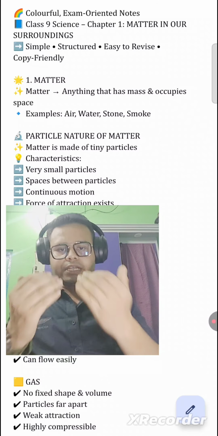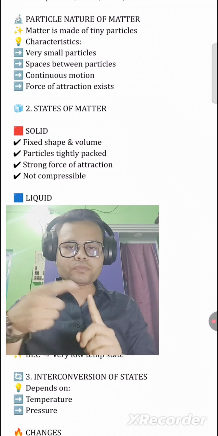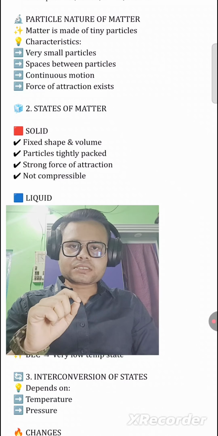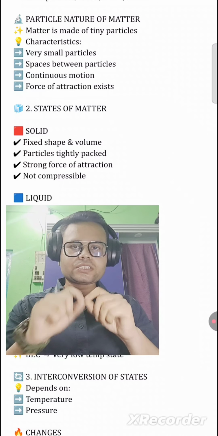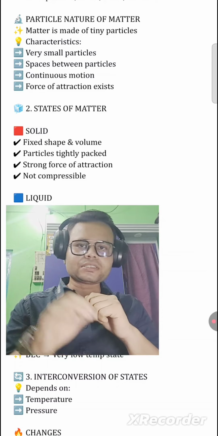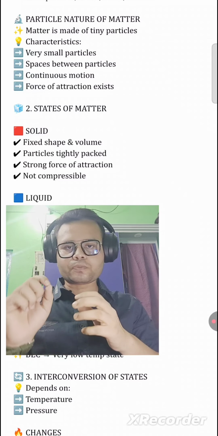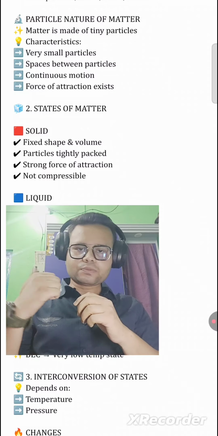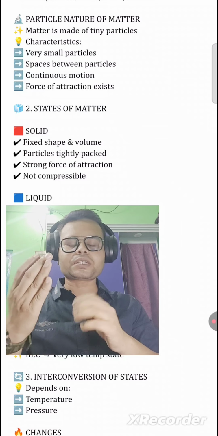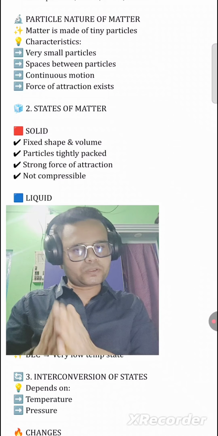Next topic, class: particle nature of matter. What do we mean by the particle nature of matter? Matter is made up of tiny particles. And what are its characteristics? The particles are very small, there are spaces between the particles, they are in continuous motion, and a force of attraction exists between them.